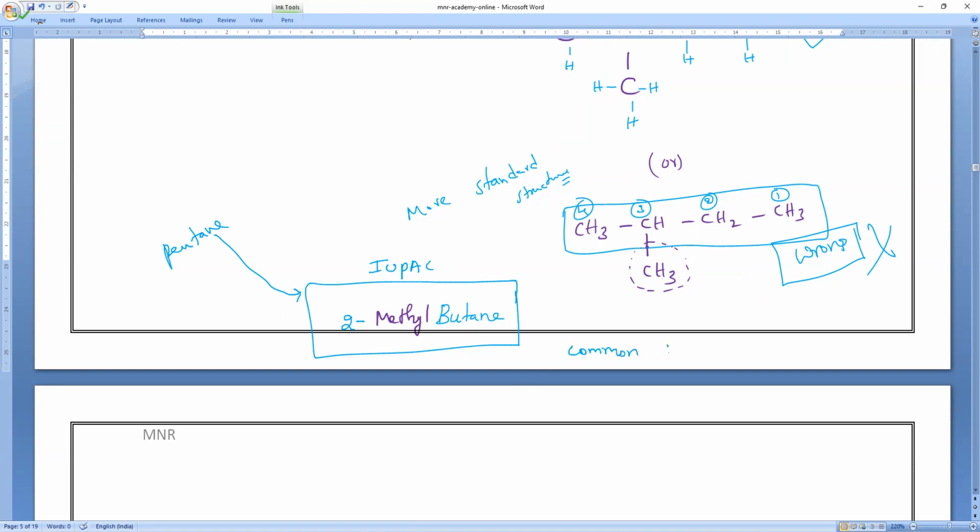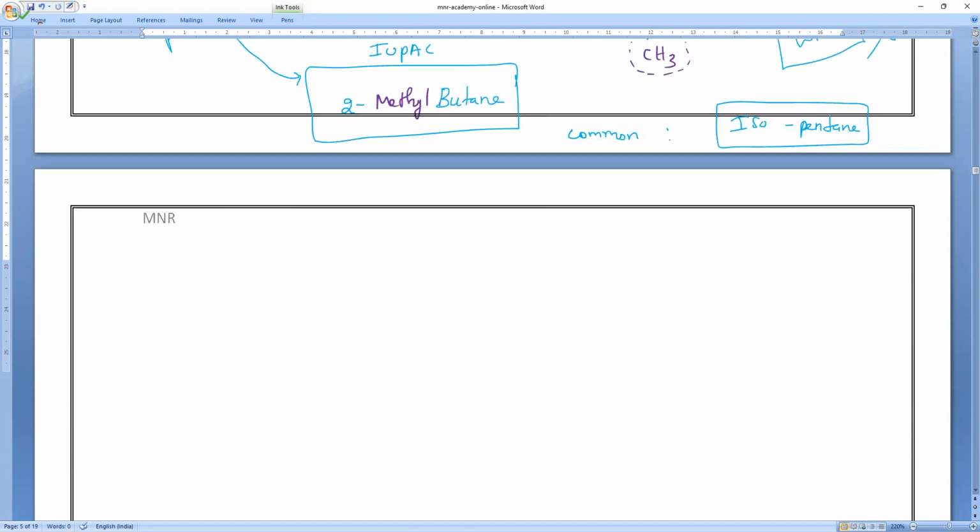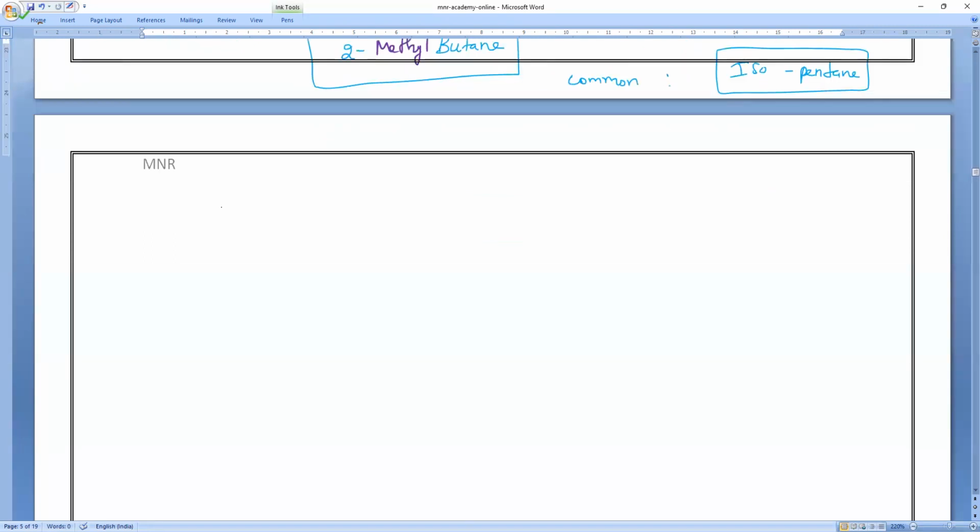So then what about the common name of this one? There is a common name of this one, which we used to call isopentane. Please learn it, everybody. What is the common name of this 2-methylbutane? Isopentane. Okay, everyone understand? Please respond. Isopentane. Clear?